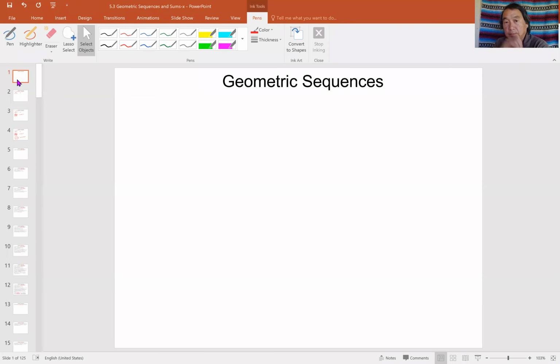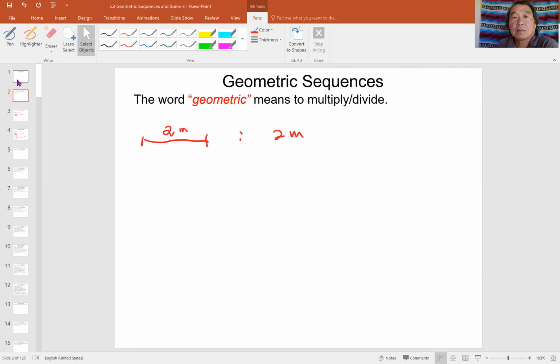Geometric. These are different types of patterns of numbers. Where do they come from? Why the word geometric? Geometric means to multiply here. So when we hear the word geometric progressions, it means multiplying progressions or multiple factors. And that's where the word geometric came from.